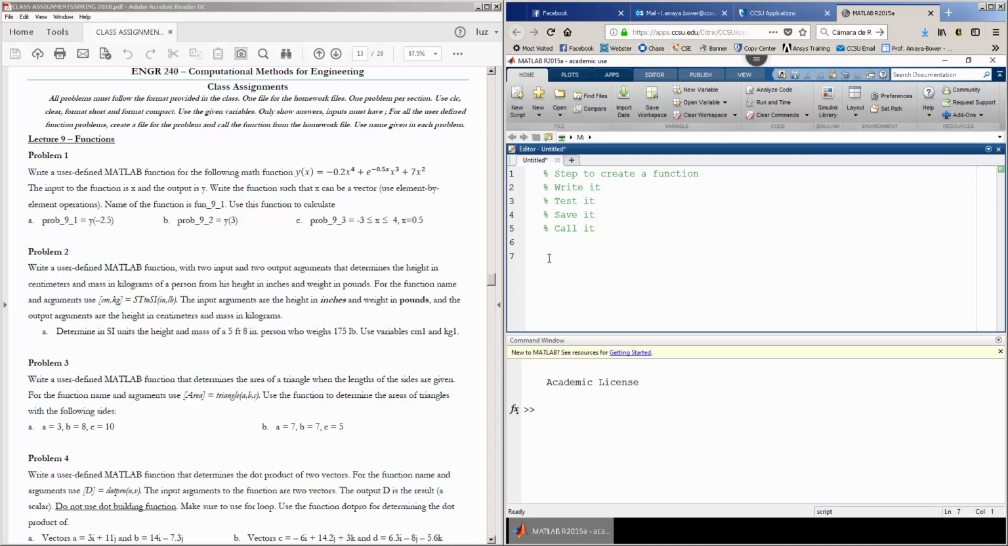As I explained in class, the best way to do it is to write it, to test it, to save it, and then to call it. Please note that you can only have one function per file, and the first word in the function should be the word function. Anything above it can only be text, as we have over here in green. So let's start with the first step, to write it.